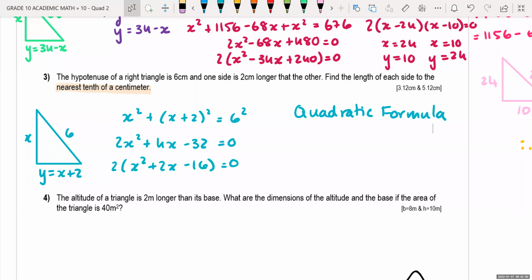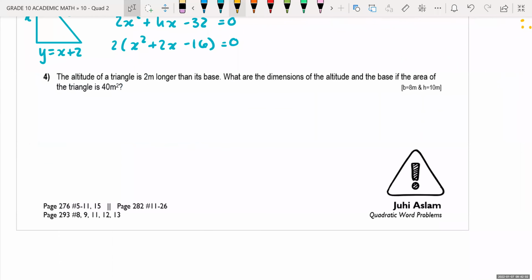All right, last question is question number 4. And question number 4 has the word altitude. So what does that mean? It just means that they're not talking about a right angle triangle as we're used to seeing it. Altitude means that they're talking about the height of this triangle. So it says the altitude of a triangle is 2 meters longer than its base. What are the dimensions of the altitude and the base if the area of the triangle is 40 meters squared?